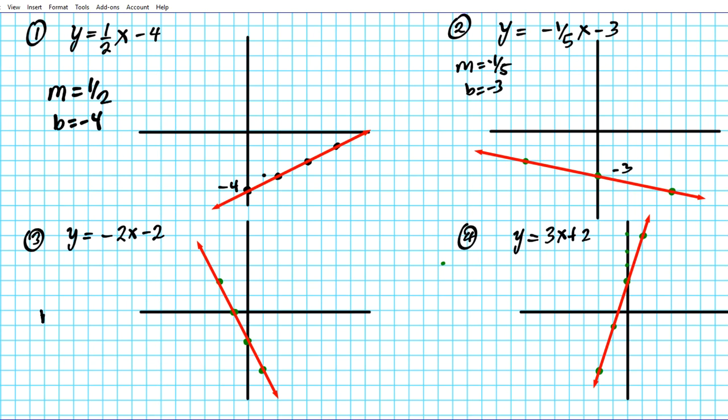For number 3, the slope is negative 2 over 1, and b is negative 2. You can see negative 2 right here. And then for number 4, m is 3 over 1, and b is 2, and that's 2 right there. Okay? So this is how you graph linear functions presented in slope-intercept form.